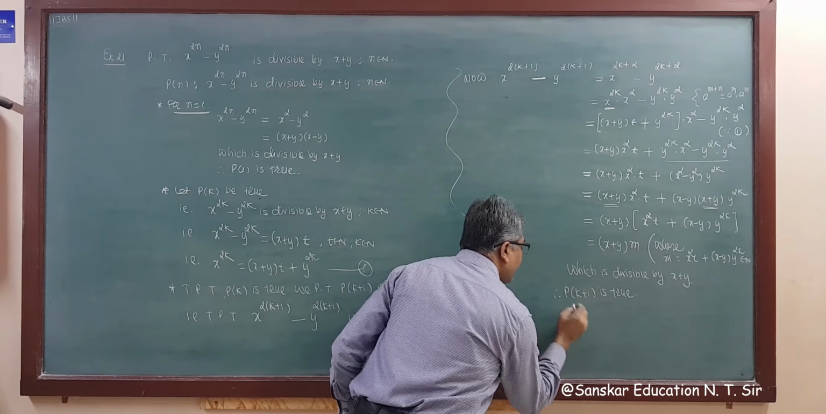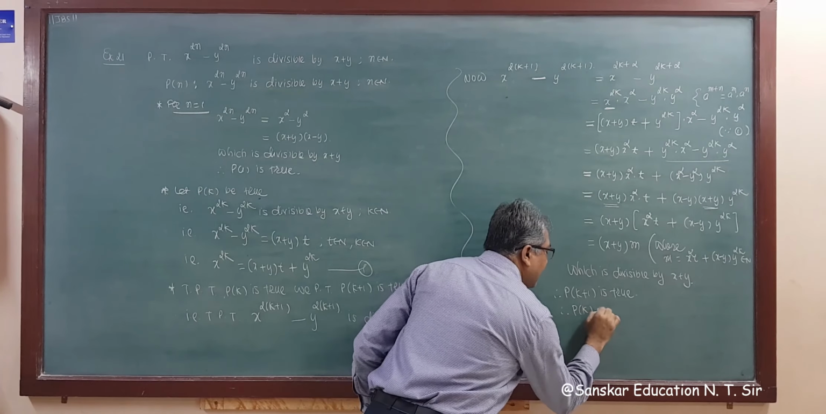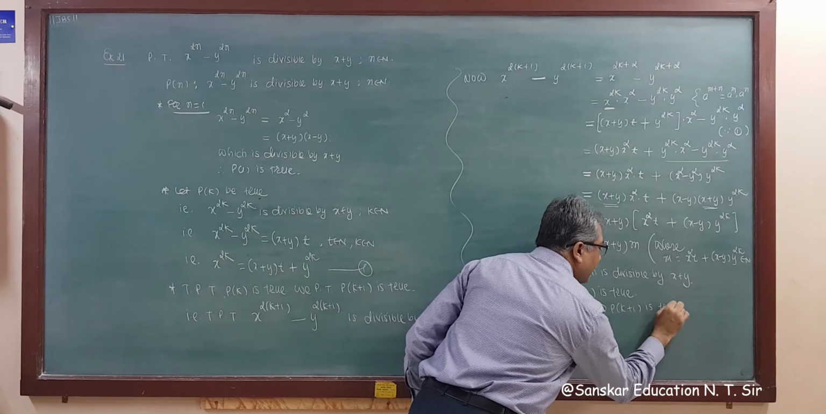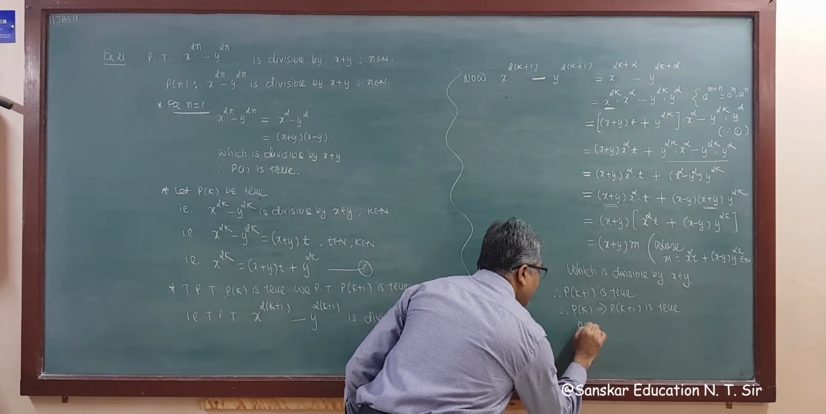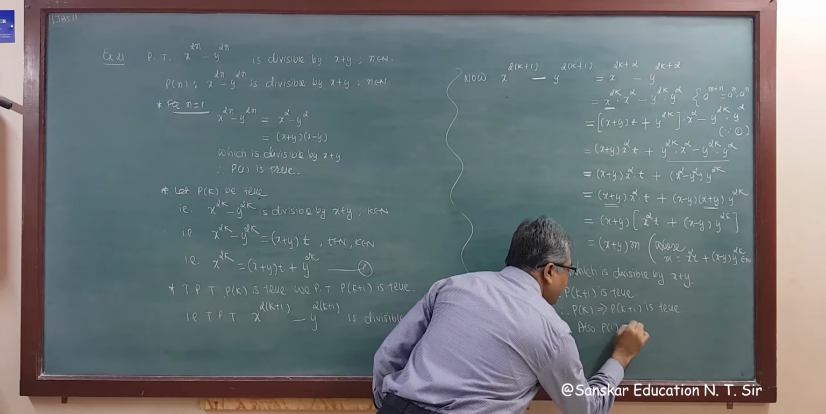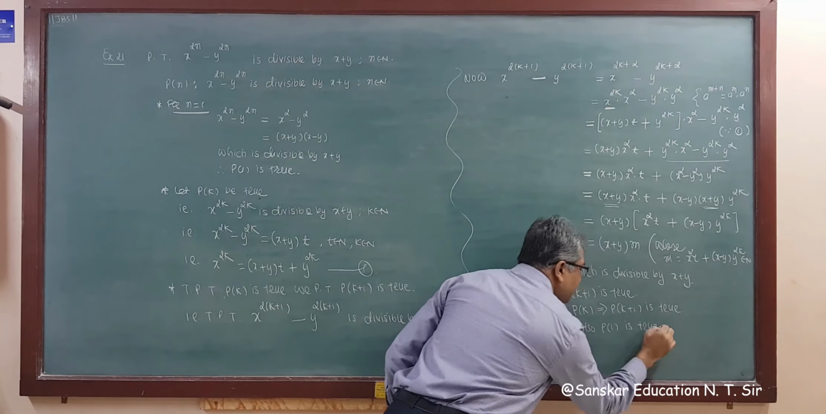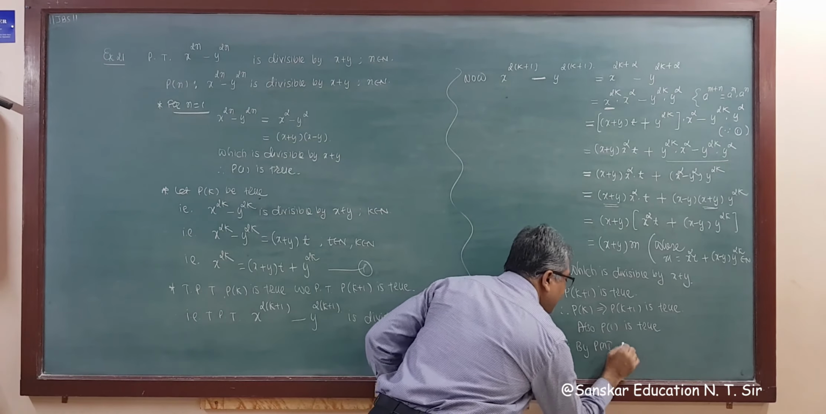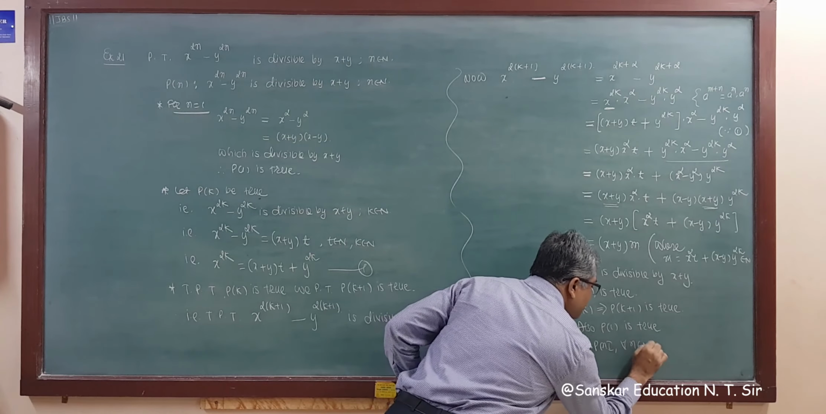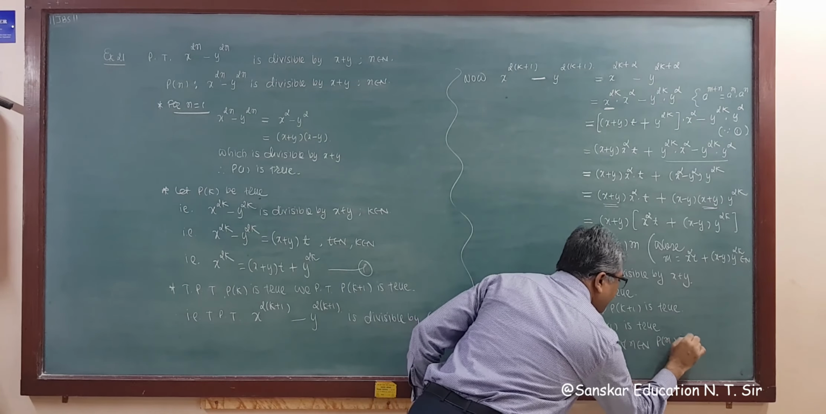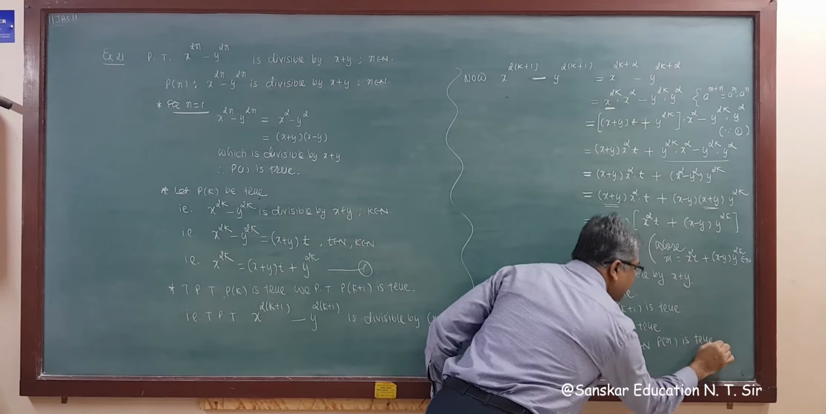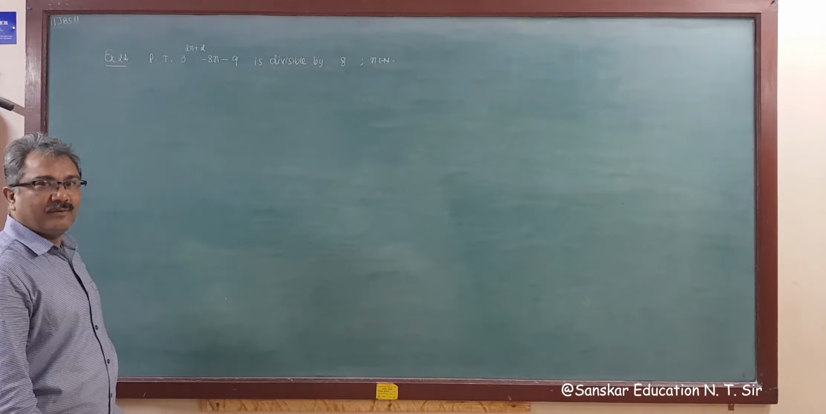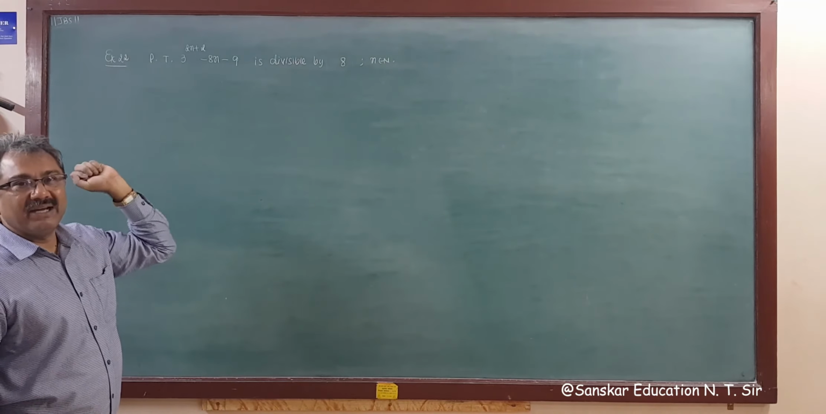Therefore Pk implies Pk plus 1 is true. Also P1 is true. Therefore by PMI, for all n belongs to N, Pn is true, right? One more question of the same type, divisible by, this one is given by 8.